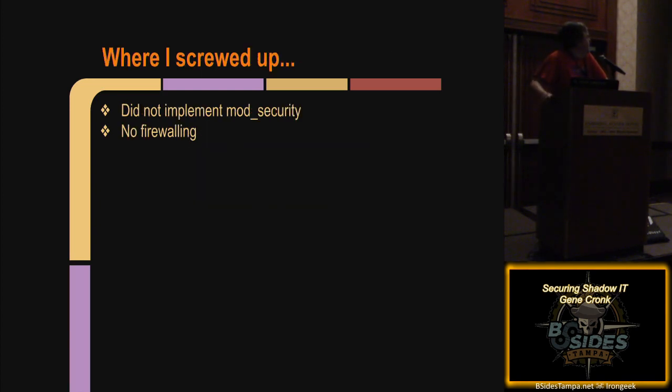So, 2 places where I screwed up. I didn't implement mod security. Given the ancient version of PHP, I really should have done this. Also, this thing was only being used by one office with a specific set of IP addresses, essentially a 254.0, so 2 class Cs. I could have locked it down to just that office instead of the entire enterprise, and it probably would have worked better. But I didn't do that.